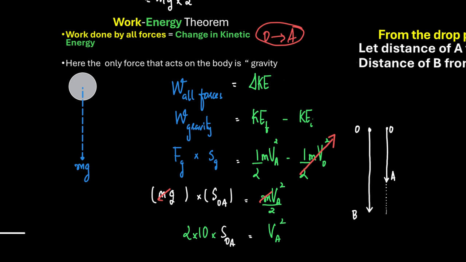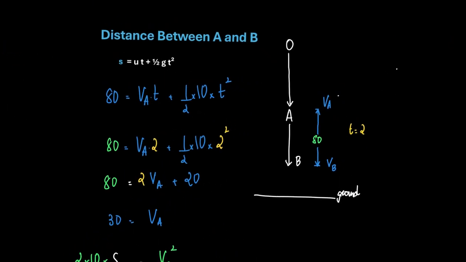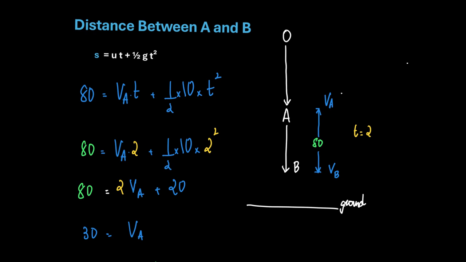Now we've been asked to find SOA. The unknown variable here is VA. How do we find VA? To find it, we apply the equations of motion along the path between A and B. We know that along AB, the displacement is S equal to UT plus half AT square.